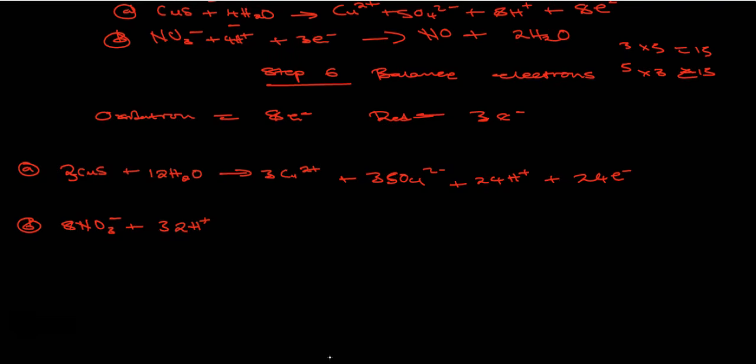What do we do next? 8 times 3 is 24. Then 8 times 1, you have 8. 8 times 2 is 16 water. Okay, so now you can see that we have 24 electrons here also, 24 electrons. So this is all about this step.